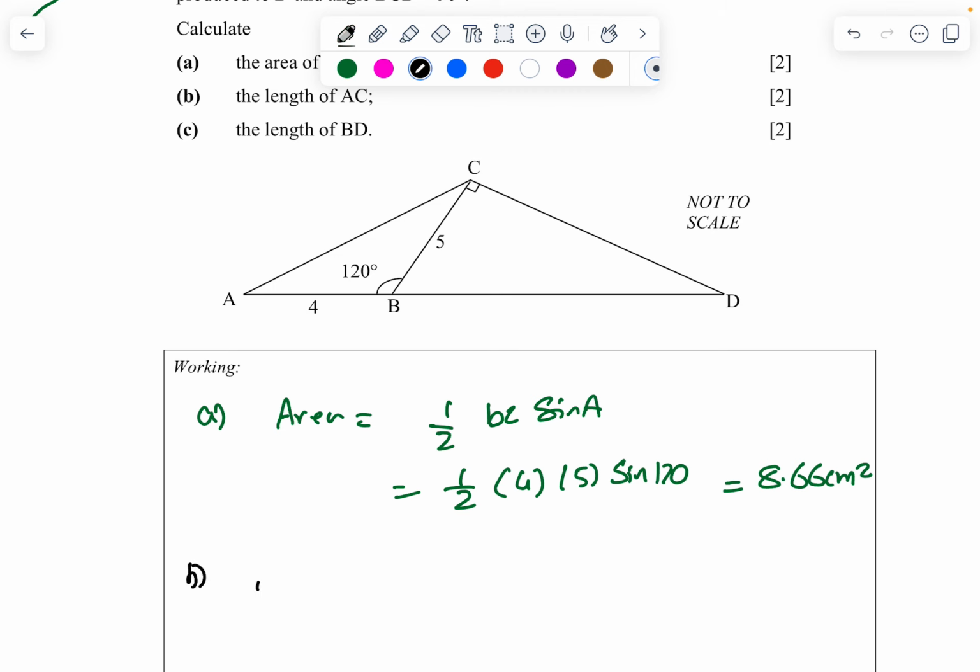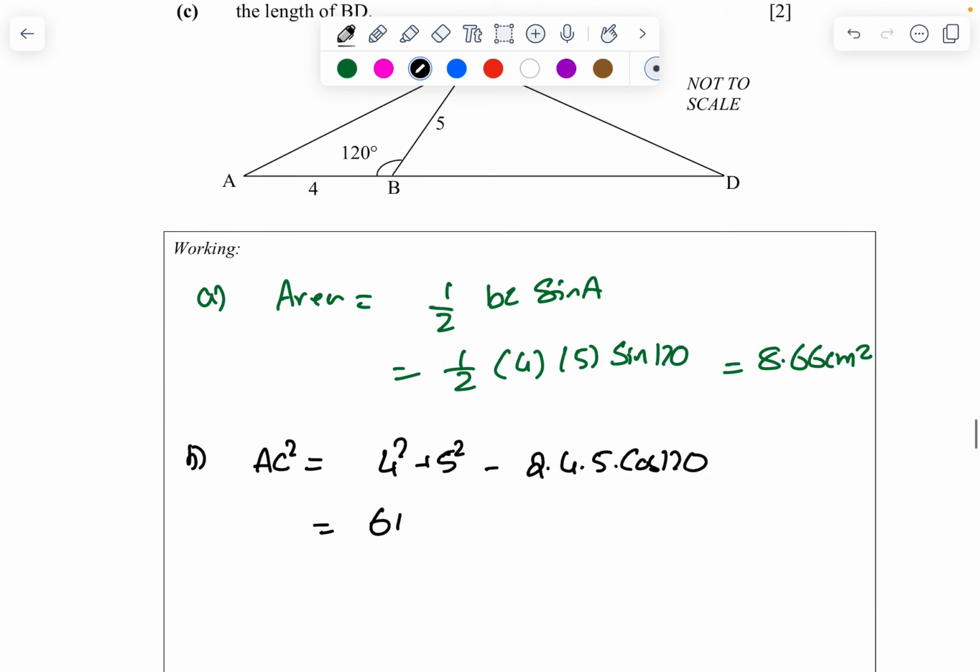Find the length of AC. For finding the length of AC, I use the cosine rule. 4 square plus 5 square minus 2 times 4 times 5 times cosine 120, which is going to be 61. So AC equals square root of 61, which is 7.81 centimeters.